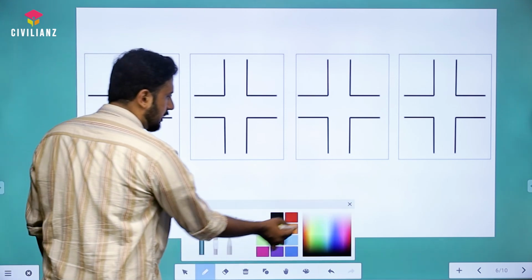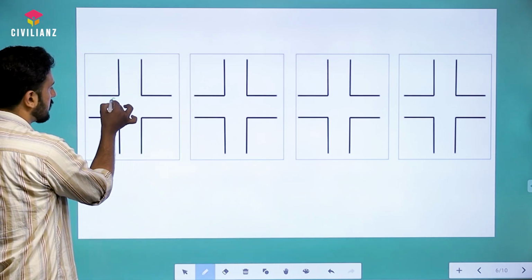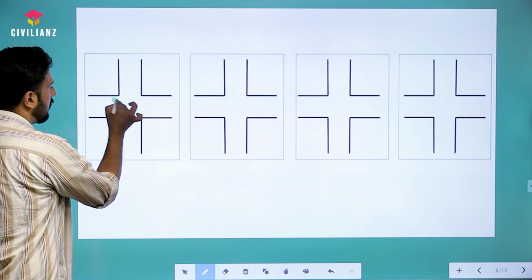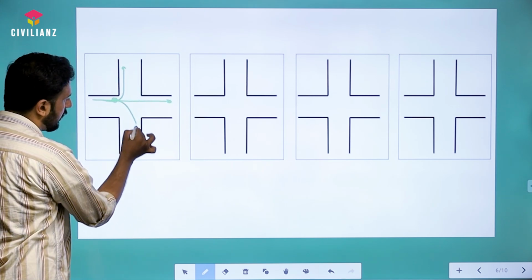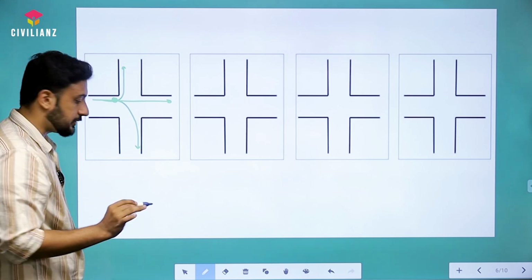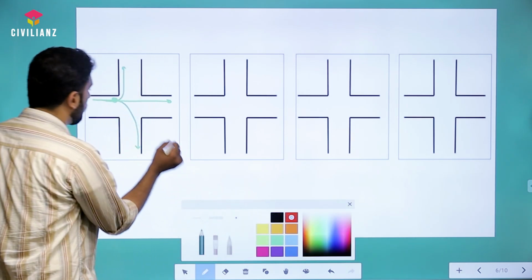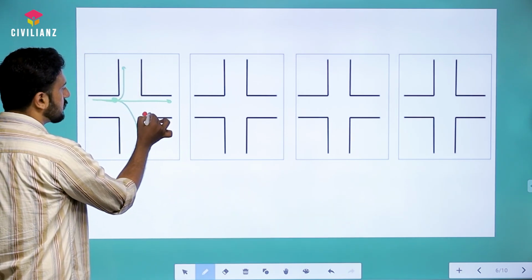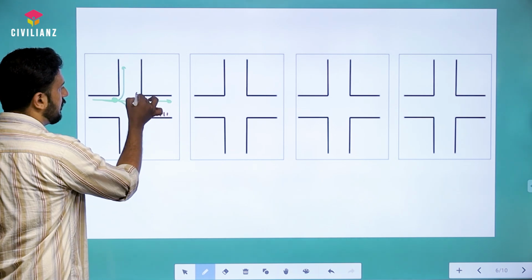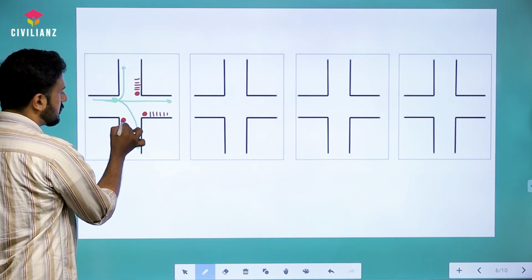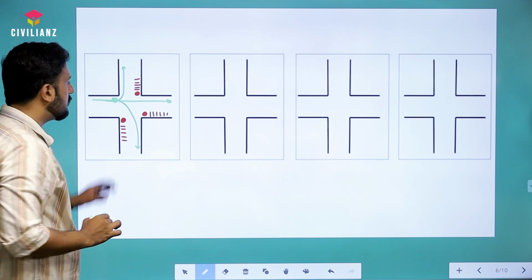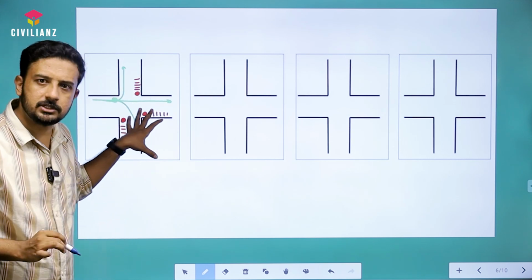Okay, so let's say this particular road is having the green signal. So they will be moving straight. They can go left. They can take the right turn also. This is what is happening in one stage. So obviously all the other roads will be having the red signal, right? So all the vehicles will be stopping here. Another red signal. All the vehicles will be in queue. So this is what is happening in one stage.